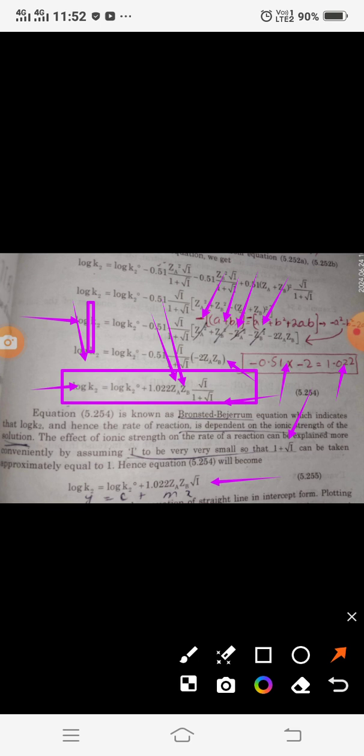This equation helps us determine the values by drawing a graph, so we come to know that it is a straight line equation, or a straight line graph. How? Here y is equal to log k2, the intercept is equal to log k2 naught, and the mx term is this, where m represents the slope and under root I represents the x-axis value.